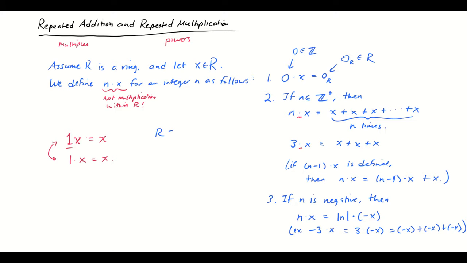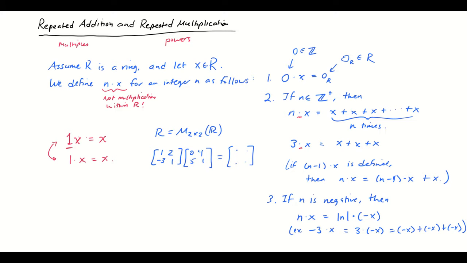Like if, for example, R is the ring of 2x2 matrices on the real numbers, then I can certainly multiply a matrix by a matrix. I'm just making up an example here. And I can say what that would be. I'm not going to say right now, but it would be a 2x2 matrix.